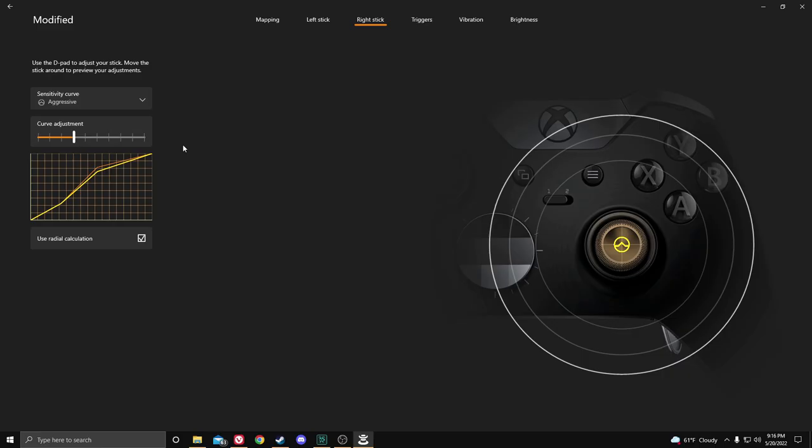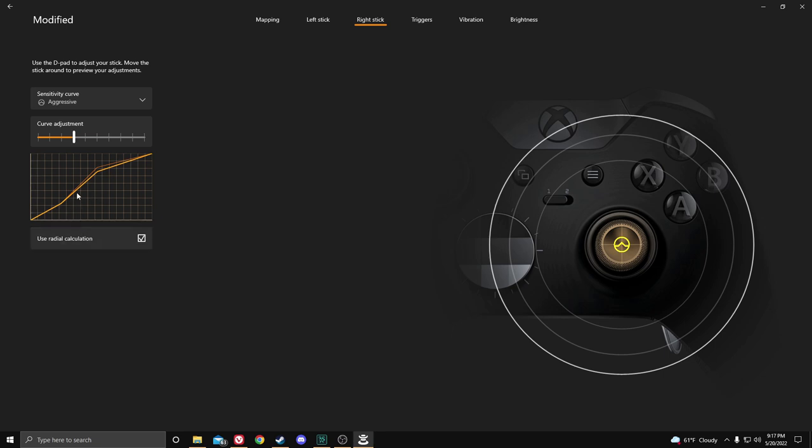Finally, I want to discuss the Xbox Elite Controller's ability to modify sensitivity curves. I want to explain why it's kinda misleading. So a lot of players look at this graph on the left, and they think that this is the adjustment that's being applied to the game, that they are actually modifying the response curve of the game.